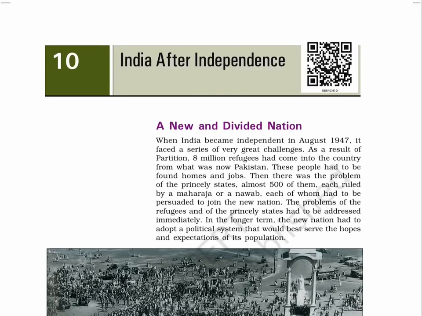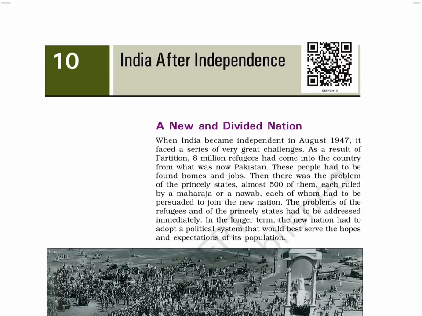CIET NCERT presents audiobook of Social Science for Class 8 entitled Our Pasts 3, Textbook in History for Class 8. This is Lesson 10, India after Independence, from page 128 to page 141. Let's listen to Lesson 10, India after Independence.